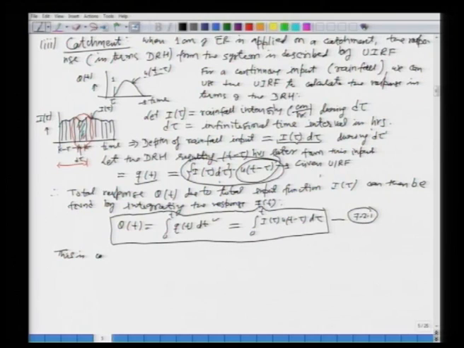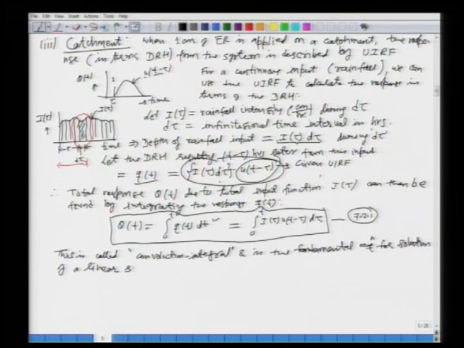convolution integral. Convolution integral, and it is the fundamental equation for the solution of a linear system on a continuous time scale. Okay. It is called convolution integral, all right.